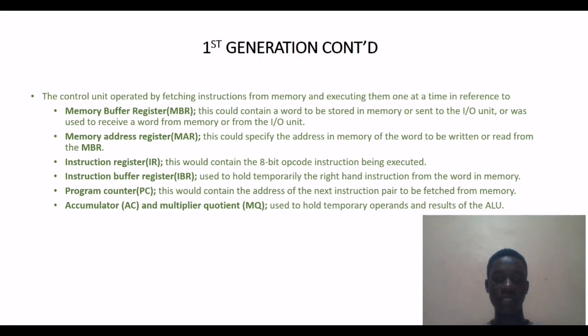The instruction register could contain the 8-bit opcode of the instruction being executed. The instruction buffer register was used to hold temporarily the right-hand instruction from a word in memory. The program counter could contain the address of the next instruction pair to be fetched from memory. The accumulator and the multiplier quotient were used to hold temporary operands and results of the ALU.